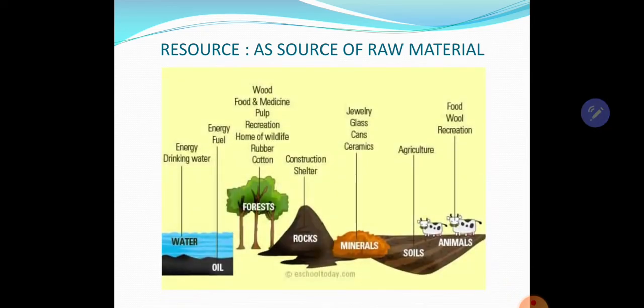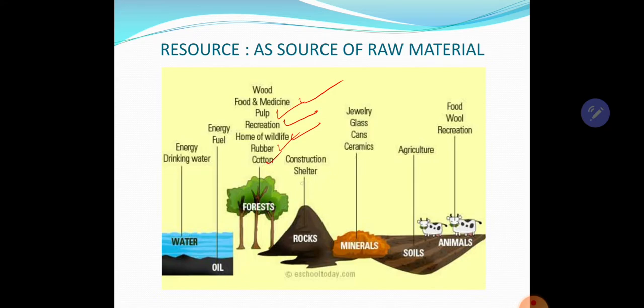Resources as raw material. Now we have different industries. We get raw material from nature, like from water and ocean. We get drinking water from rivers, and we get energy, we get fuel. From forests we get wood, food, medicine, pulp. We get recreation also, that is also a resource. It is also home for wildlife. We get rubber, cotton from forest and from agriculture.